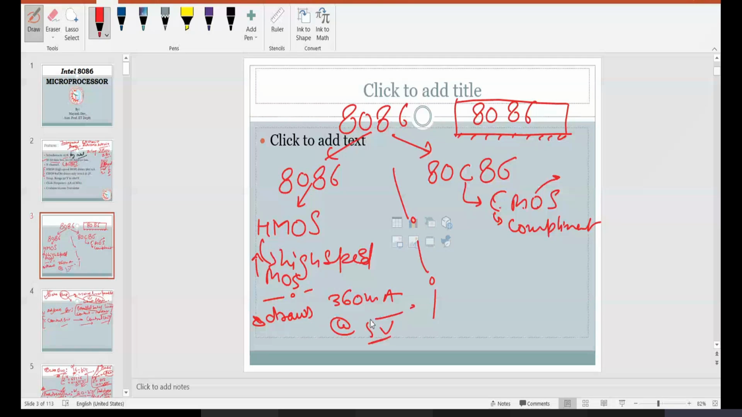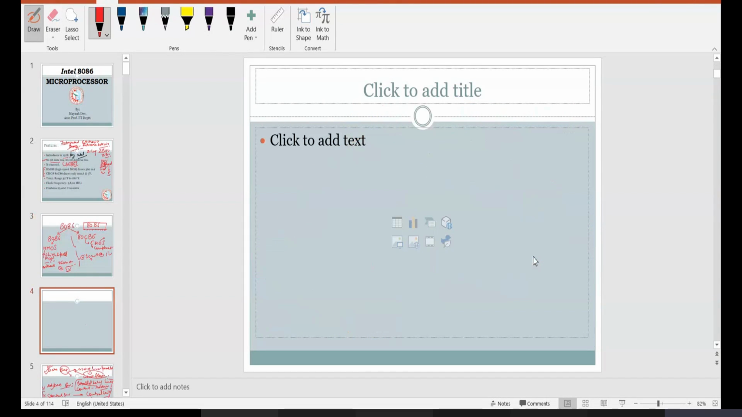But the 8086 system which has been fabricated by the CMOS fabrication technology draws only 10 milliamps at 5 volt. So now you can very well understand what trade-off I was asking about. This draws 360 milliamps and this draws only 10 milliamps. Now see the difference: one is having 10 milliamps and one is having 36 times greater than that. HMOS is having 36 times greater than that.